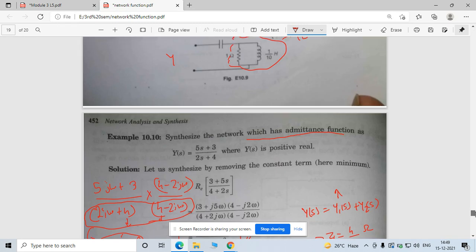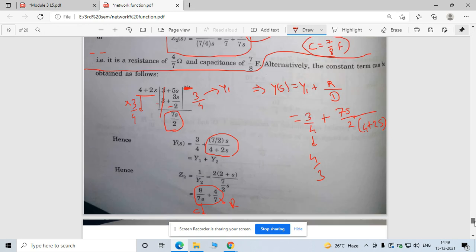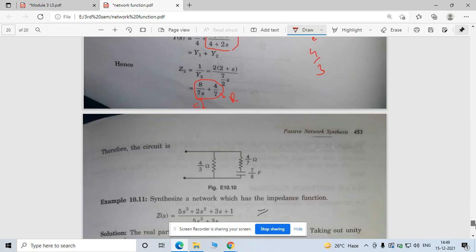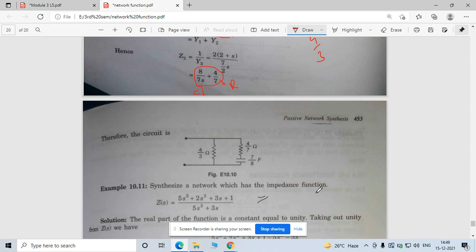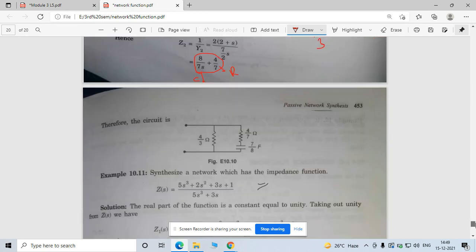Now the admittance function is given to you, right? But when you synthesize, it is easy to get it in the Z format, impedance format, right? So for the impedance format, the overall Y is nothing but the combination of this Y1 plus Y2. But how to get Y1 plus Y2? By a reciprocal, by this network. So you have to just arrange or take the parallel combination of these two.